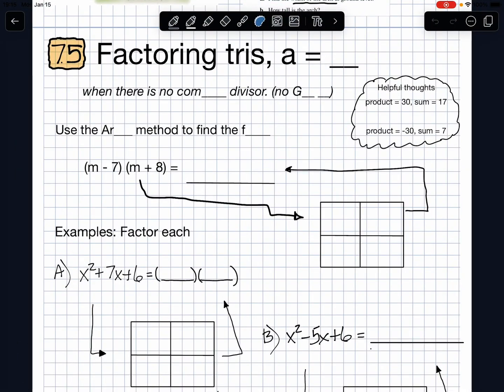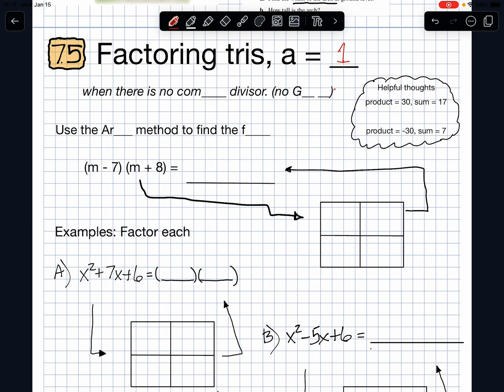All right, here we go. We are factoring trinomials in lesson 7.5. Specifically, trinomials whose a value equals 1. So put a big 1 up there if you would.